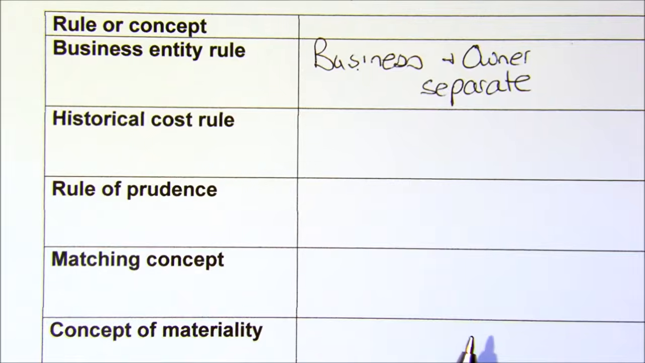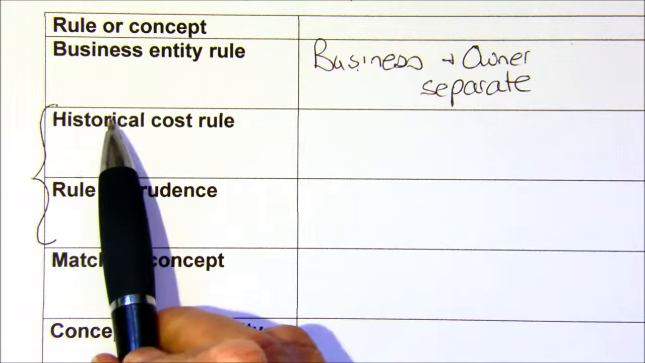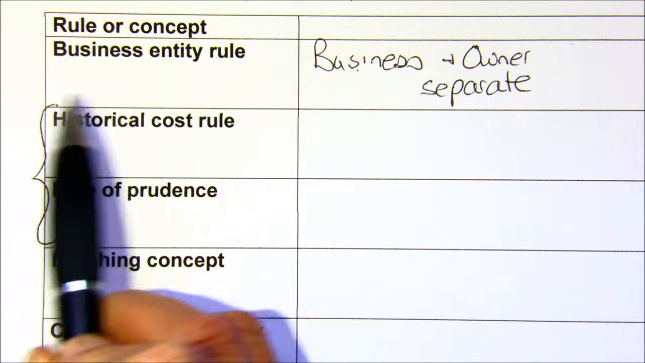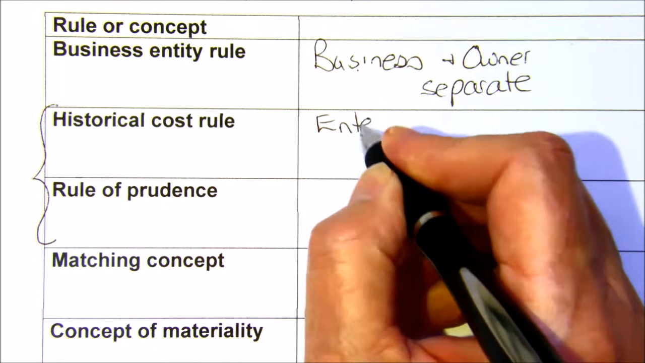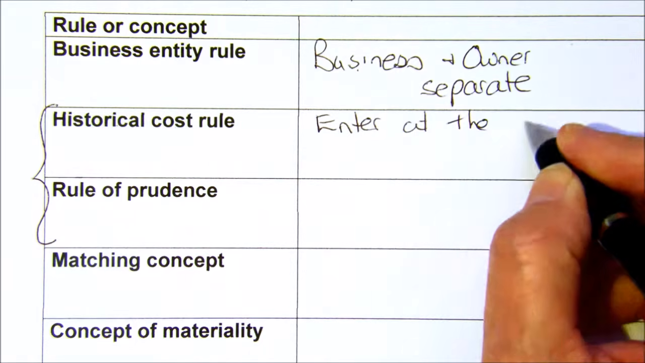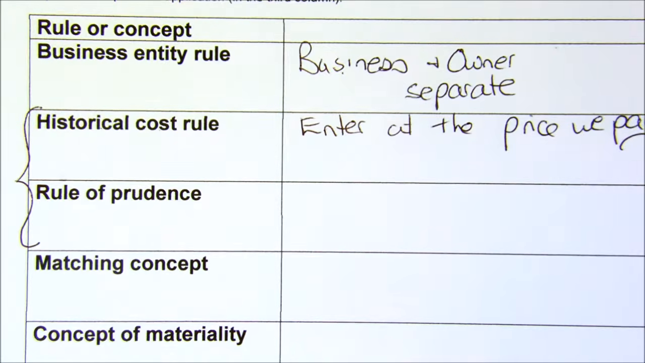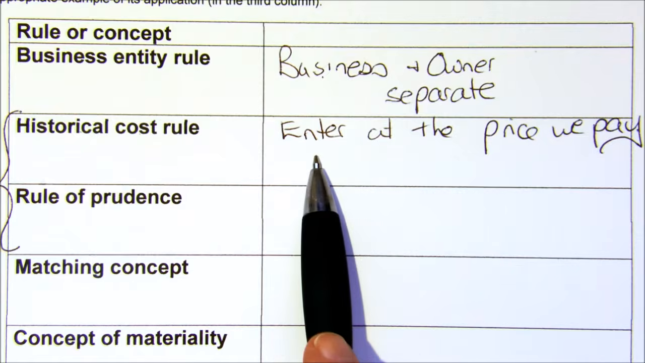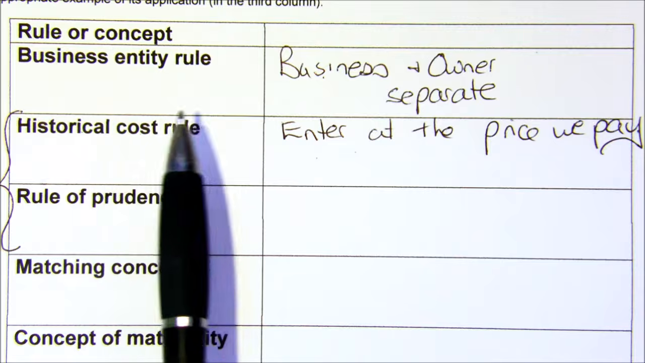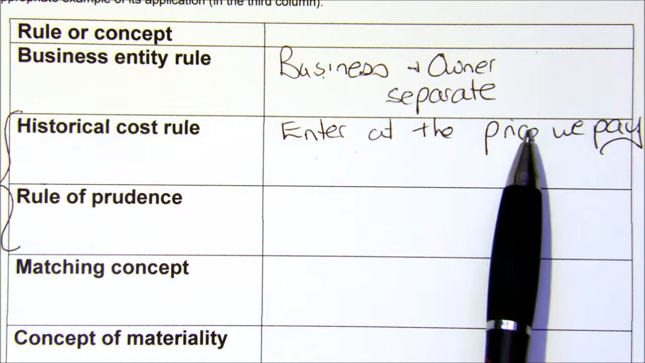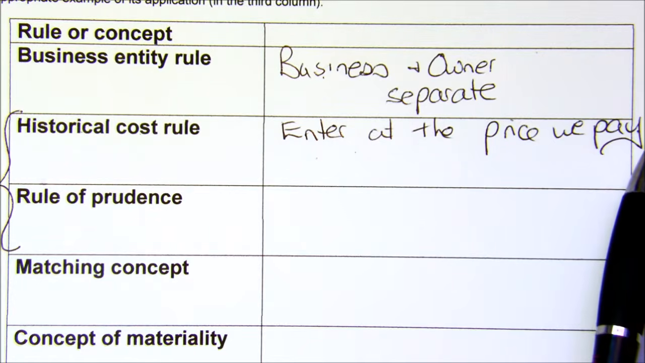The historical cost rule. Now, these two over here, I just want to bring these two together. The historical cost rule, history, the past, tells us that we must always enter at the price we pay. So I might have bought land and buildings 10 years ago and I paid 200,000 for it. The historical cost rule will dictate that that land and buildings will be in the books at 200,000, even though it might have increased.